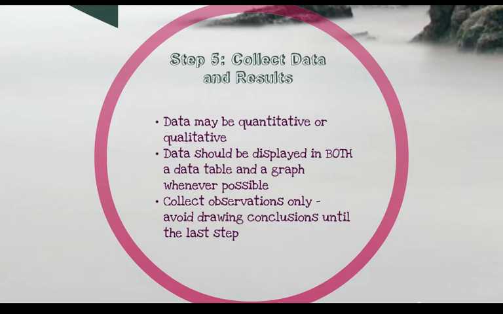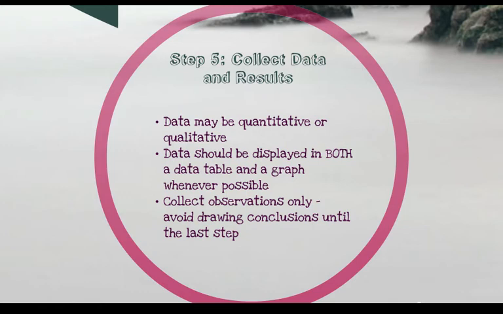A lot of times people say, oh, well, the quantitative data is better, and in a lot of cases it is, but don't ignore the qualitative data. Watching what's happening and changes that are happening, even if it's not something you're measuring, can be really, really important in an experiment. Data always should be displayed in both a data table and a graph wherever possible. I want to see both of them.